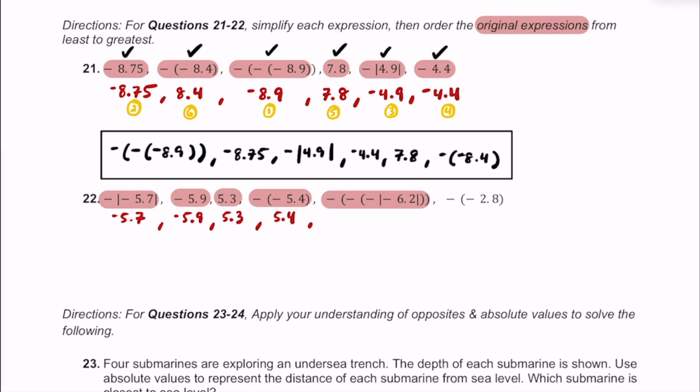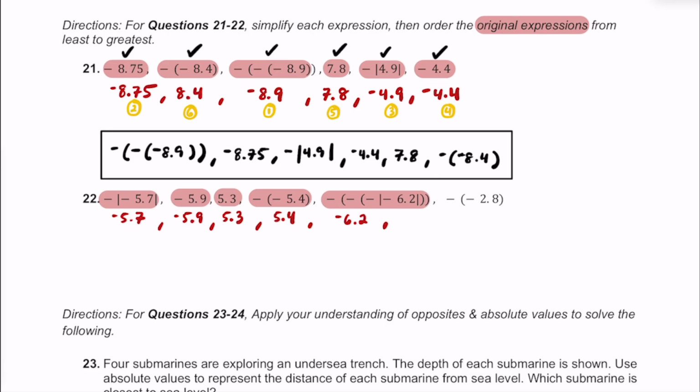So let's see, we have to first find the absolute value of negative 6.2, which is just going to be positive 6.2. So we have a positive number, and then we have the opposite of the opposite of the opposite of that positive number, which would just be a negative number. So it's going to be negative 6.2. All right. So again, 3 opposites is always going to get you a negative value.